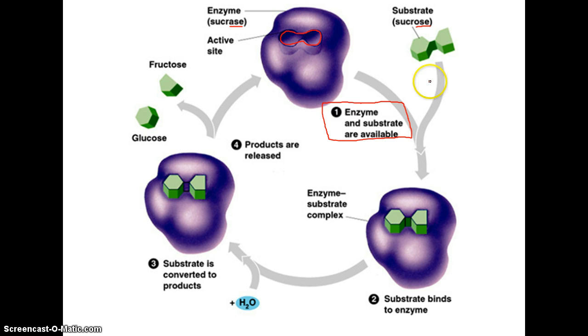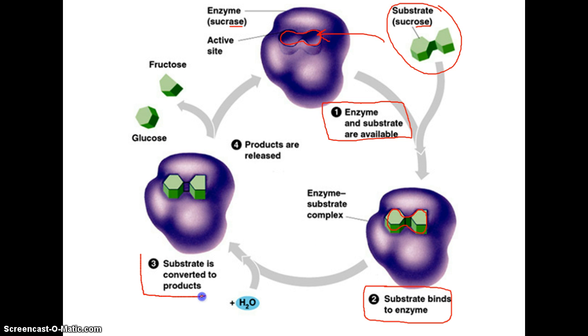So in step 1 we have both of them available, and we are going to allow them to combine with each other, much like inserting a key into a lock. Okay, so we come down here into step 2, and sure enough, the substrate, our sucrose, has now entered into the active site of the enzyme, the sucrase. So we have now the key inside of the keyhole, or our substrate has now fit into our enzyme specifically at that active site. Okay.